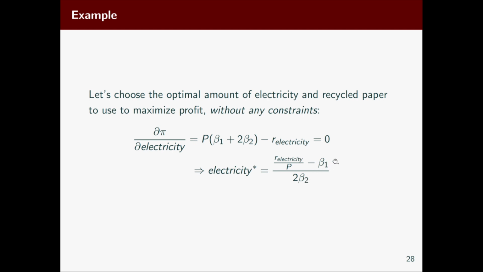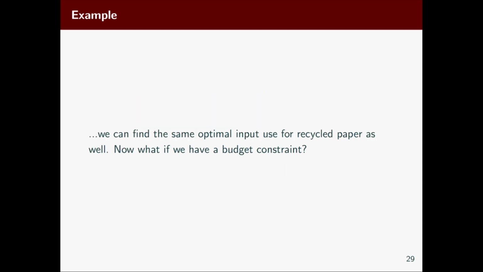So if we have our data, we run one regression. It's a very simple calculation then to solve for the optimal amount of electricity that's going to maximize our profits. Okay, which is a very, very cool thing if you're a producer of toilet paper. And we can do exactly the same thing with recycled paper.